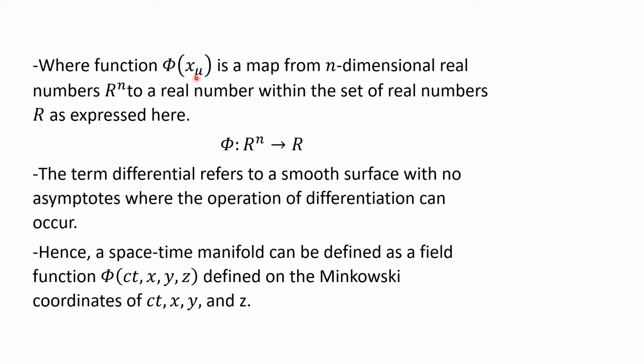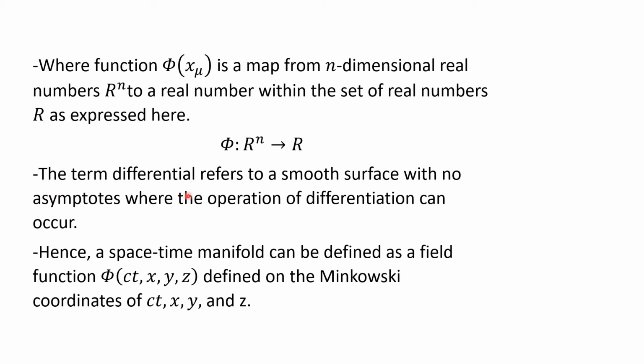The function phi is a map from n-dimensional real numbers here to a real number within the set of real numbers here, R, as expressed here, where this is the map phi from n-dimensional real numbers to singular dimension real numbers, which are scalars.